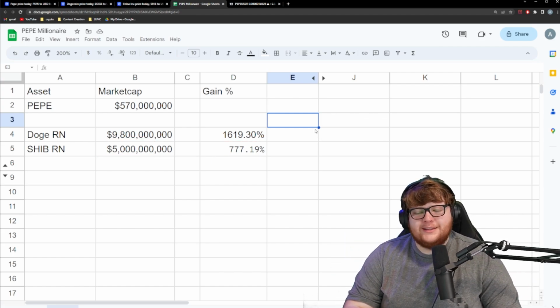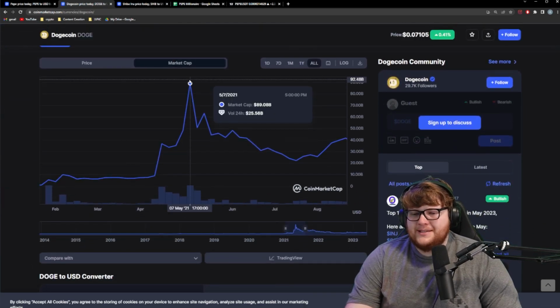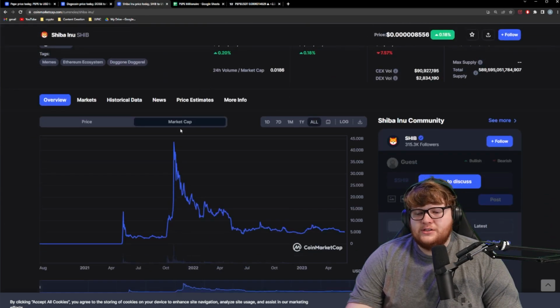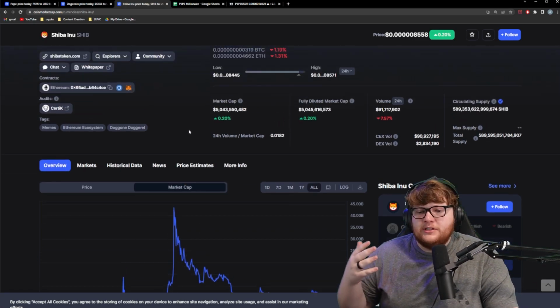So an alternative way to look at this: what happens if we go to the all-time highs of Dogecoin and Shiba Inu? When we take a look at that, you can see Dogecoin's all-time high is just shy of $90 billion. Shiba Inu's all-time high came in at just about $43 billion. So absolutely massive difference compared to these current values.